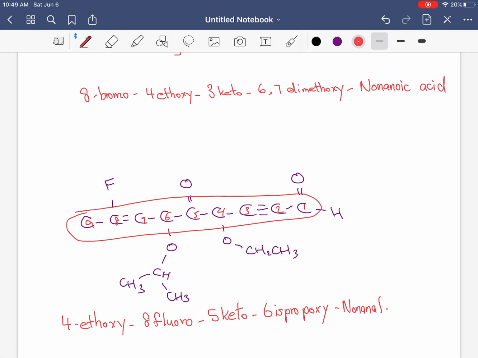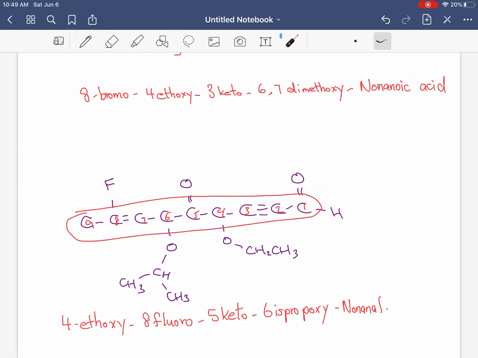Hey guys, the last time we spoke, I gave you this to do, and I took the liberty of just showing you the answer. First, recognize the fact that this is an aldehyde, so your longest chain must include the aldehyde. I guess it's a 9-carbon aldehyde.